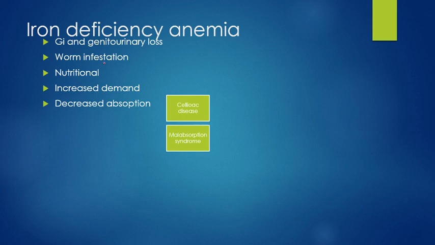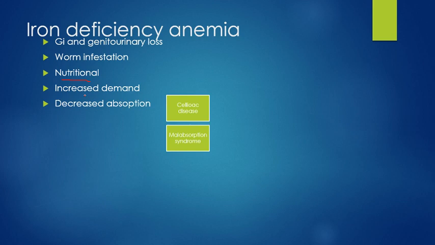In young and elderly individuals, it may be due to worm infestations which consume the human blood, and iron deficiency occurs. In some individuals, it may be due to nutritional deficiency, when a person is taking less iron in the food, like in poor countries or poor individuals with a lower socioeconomic status.